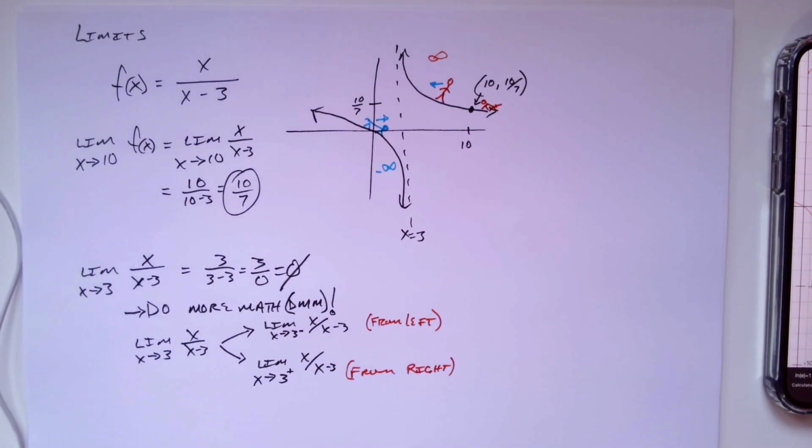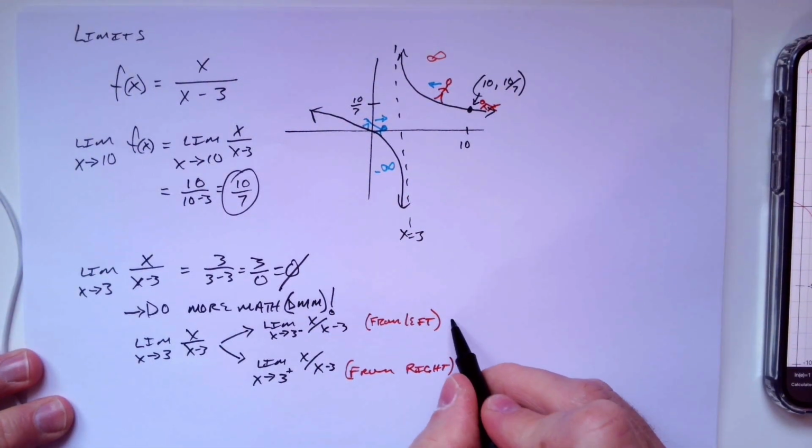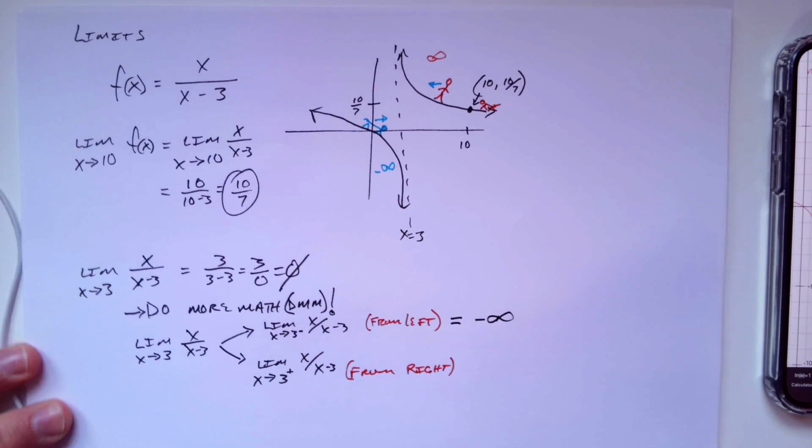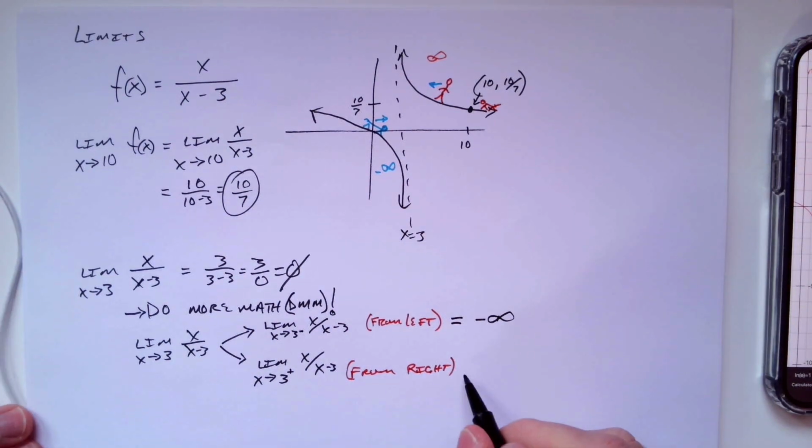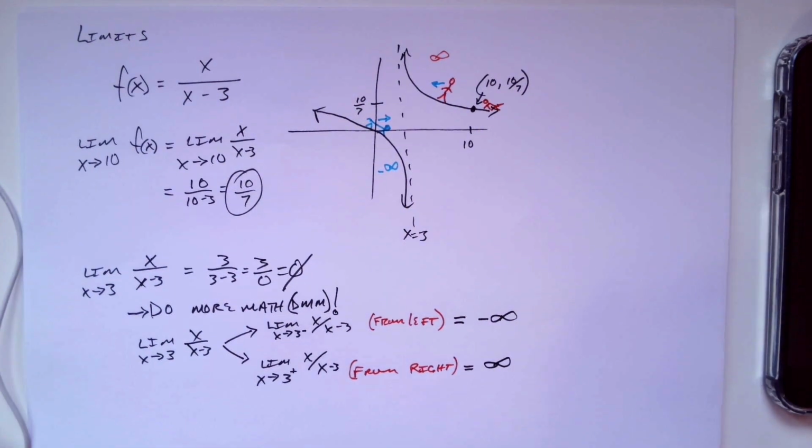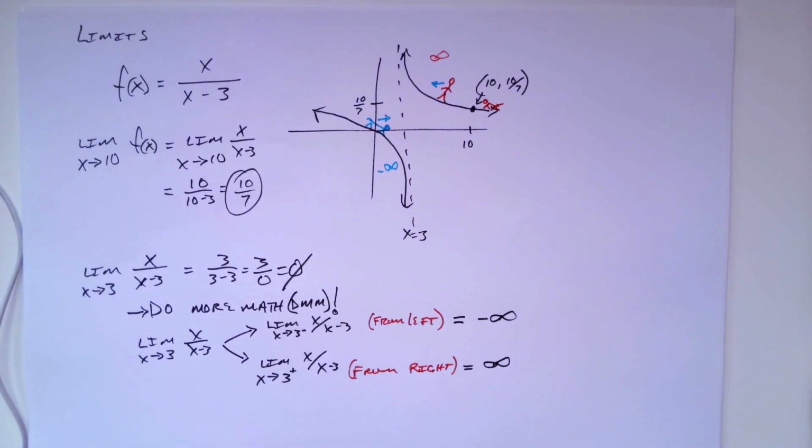Okay. Now, that we can do. The limit from the left, negative infinity. The limit from the right, positive infinity. They're not the same, are they? Which now means we do actually have an answer.